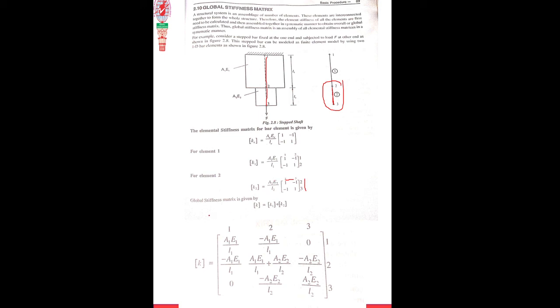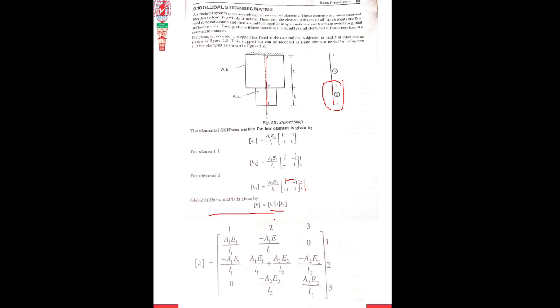Now, global stiffness matrix means we need to add all the individual stiffness matrices of the individual elements, that is K1 plus K2. Then how to add it? Please observe, very important now. Always the stiffness matrix is a square matrix, correct? Yes, sir. It's a square matrix. And the order of the matrix depends upon what?